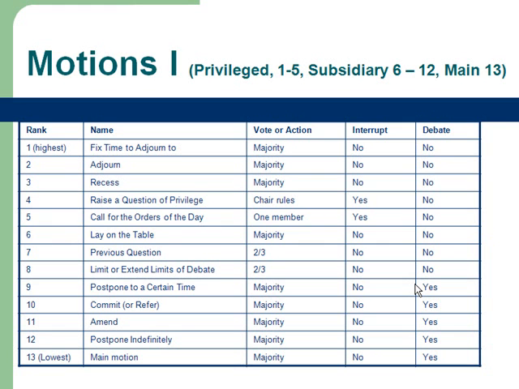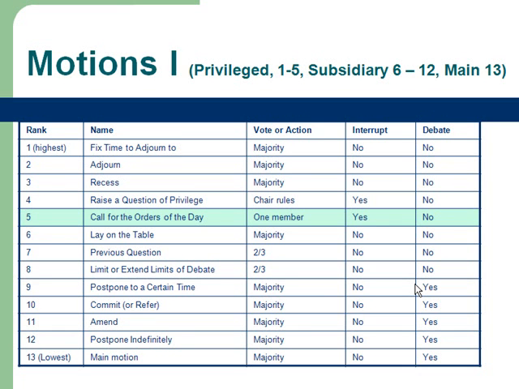Number 5 in the rankings is call for the order of the day. One member can interrupt, and it's not debatable, and say, hey, we're not following our agenda. We need to get back on our agenda, and no one here approved deviating from our agenda. And the chairman is required to get the body back onto the business of the day.